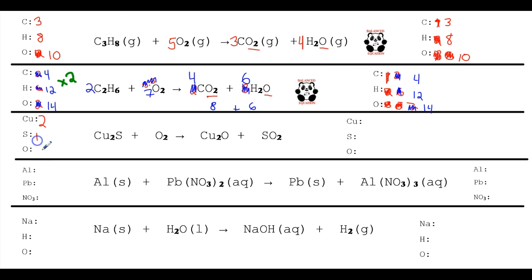Panda. Copper sulfide plus oxygen is going to make cupric oxide and sulfur dioxide. 2, 1, 2 on the left, 2, 1, 3 on the right, because remember, I'm adding 2 there plus 1 there. The only way I could really fix this, because everything else is good, is if I change that to be just 1.5. 1.5 would solve all these problems. But again, we don't want a fractional amount.